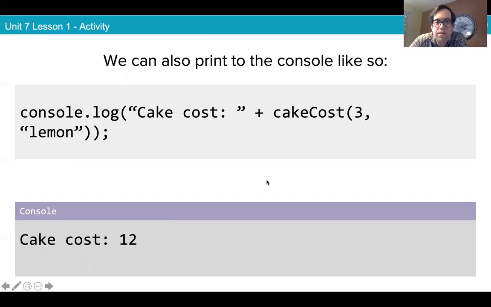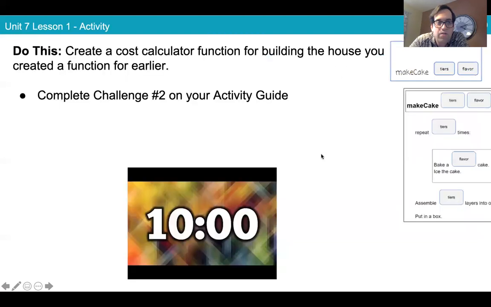All right. So that is it. That is everything you need to learn. So now it is time for challenge number 2. You're going to create your own cost calculator function for building the house that you created a function for earlier. So go ahead and try that.